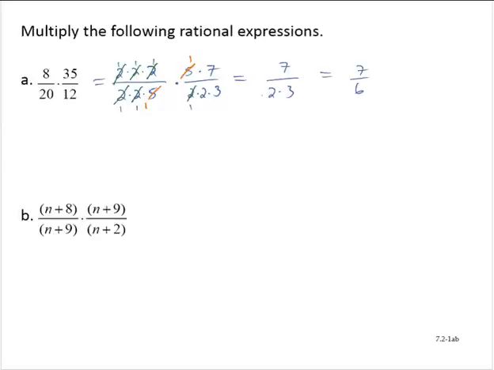Alright, so exercise B, we have n plus 8 divided by n plus 9 times n plus 9 divided by n plus 2. Notice that there's a common factor of n plus 9 between the numerator and denominator. I'm allowed to remove that common factor of n plus 9 and replace it with ones, leaving n plus 8 over n plus 2.